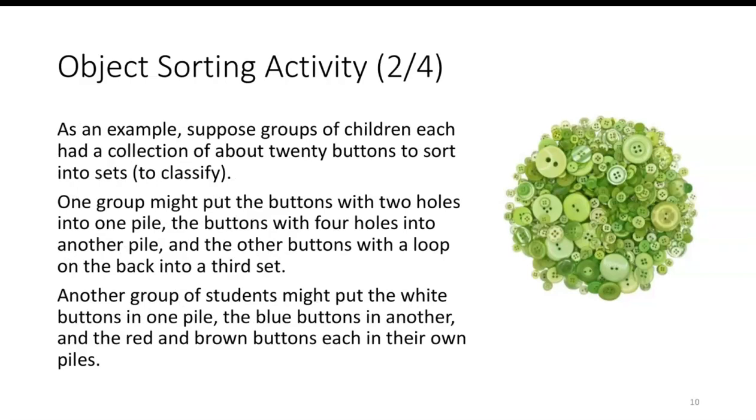So as an example, suppose groups of children each had a collection of about 20 buttons to sort. One group might put the buttons with 2 holes into one pile, the buttons with 4 holes in another pile, and the buttons with a loop on the back into a third set. Another group of students might put the white buttons in one pile, the blue buttons in another, and the red and brown buttons in each of their own piles.